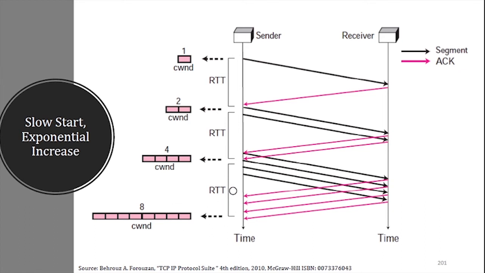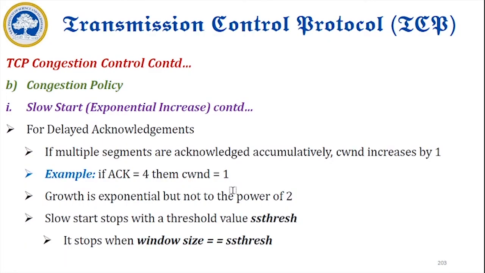This slow start strategy is slower in the case of delayed acknowledgement. We have to remember that for each and every acknowledgement, the congestion window is increased by only one maximum segment size. Here the growth is exponential, in powers of 2, and this cannot continue for an indefinite time.